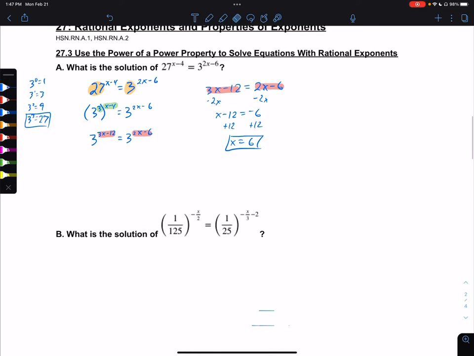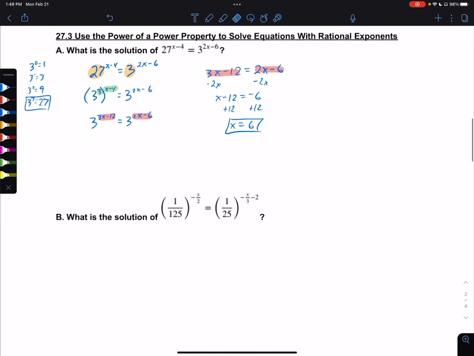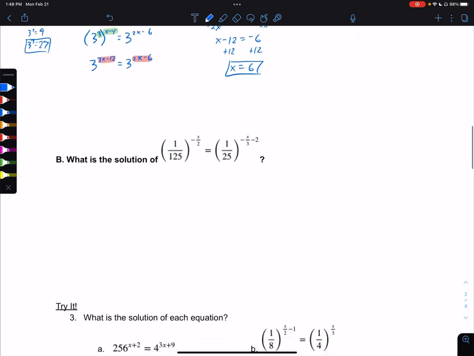So in problem B, you're doing the same thing. You just have to be a little more careful because now we're dealing with fractions. So let me rewrite this first. We have 1 over 125 to the negative x over 2 power equals 1 over 25 to the negative x over 3 minus 2 power.